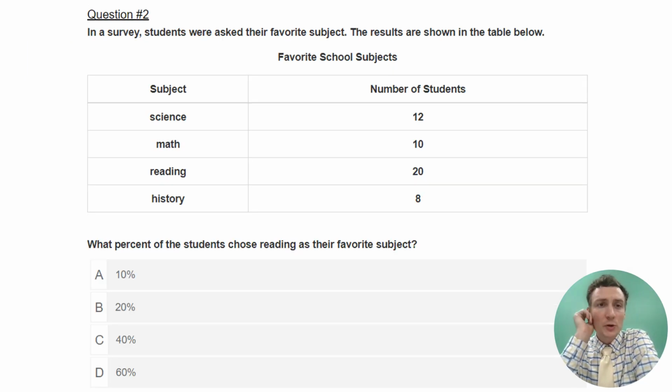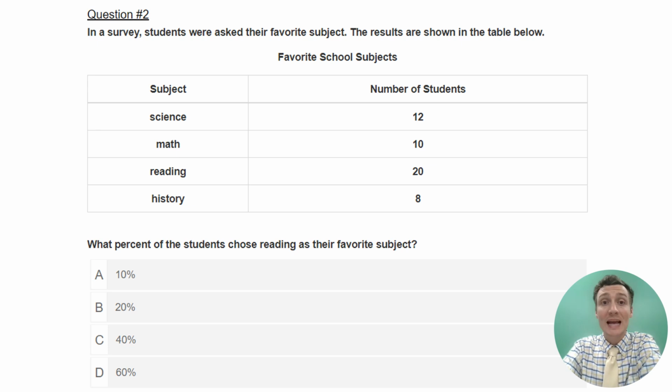All right, for number 2, we're reading that in a survey, students were asked their favorite subject. The results are shown in the table below. Now in that table, we see that 12 students liked science, 10 liked math, 20 liked reading, and 8 liked history. Now, what percent of students chose reading as their favorite subject?